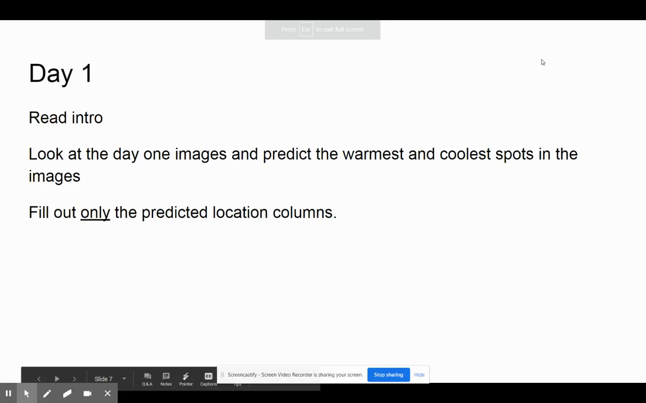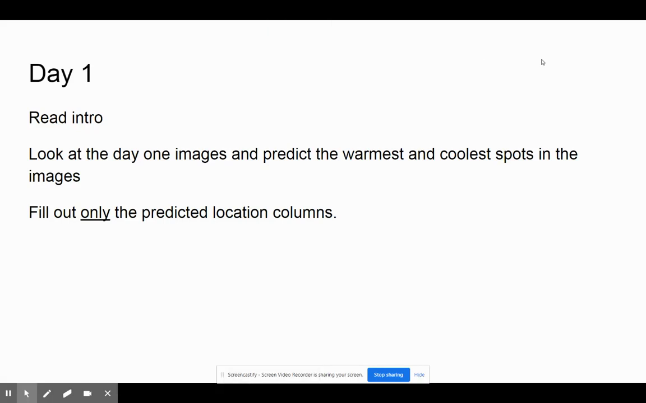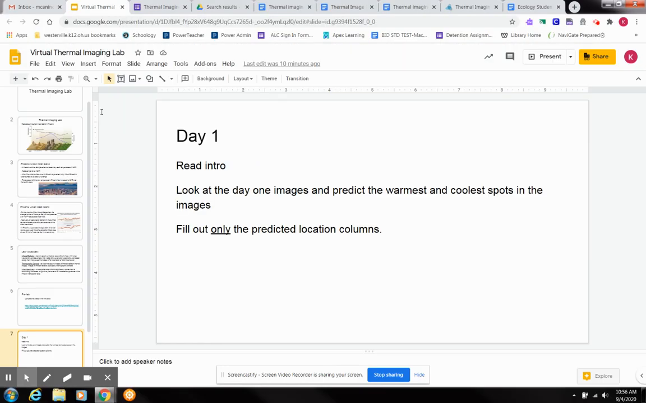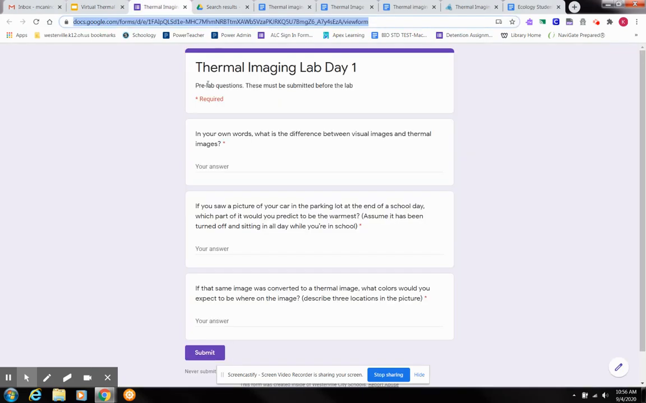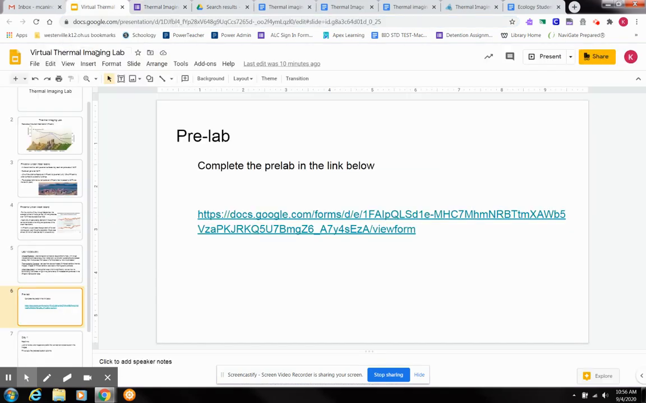Hey everybody, I'm going to take you through the instructions on our 2-day thermal imaging lab. So day one, you are to read the introduction. Actually, sorry, before that, you need to do the pre-lab. Complete the pre-lab by clicking on the link below. It's going to take you to this link. You are going to answer these 3 questions, submit. There you go, super easy, 6 points for you.